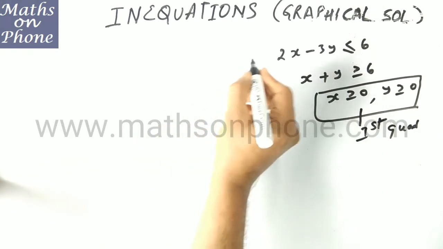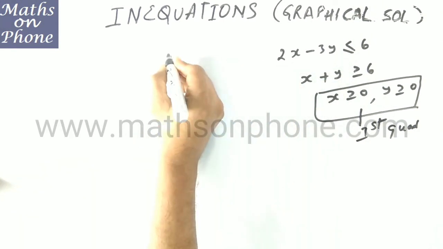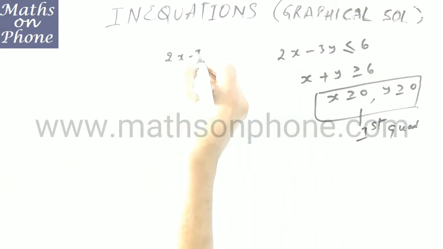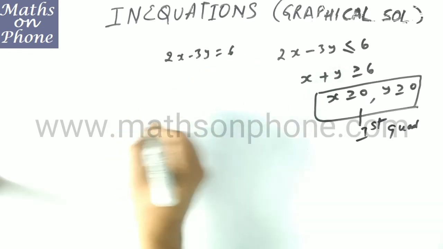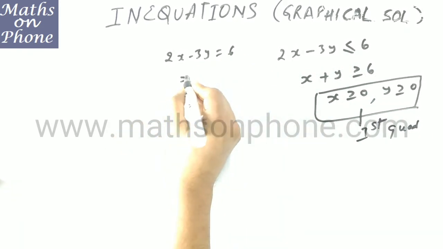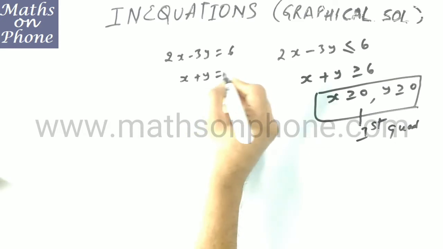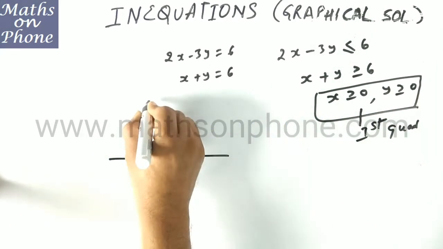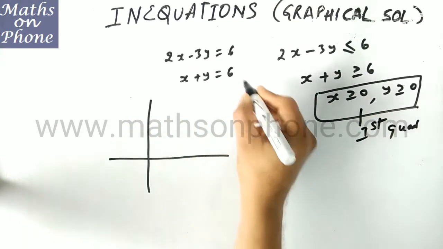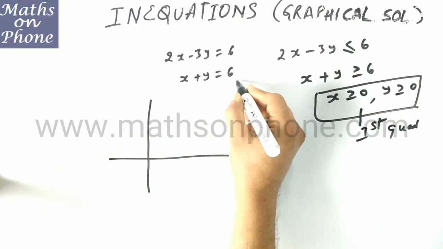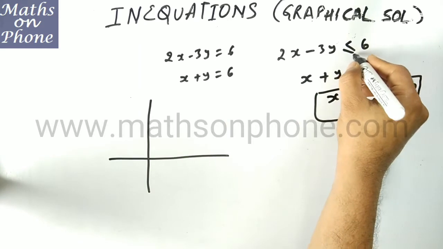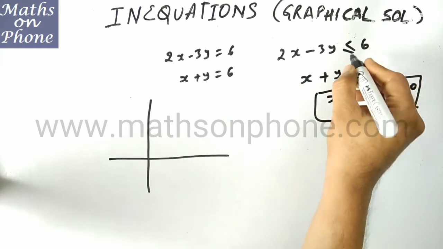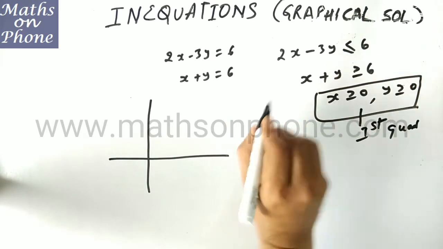Now just the process I am starting. The corresponding equation will be 2x minus 3y is equal to 6. And here the corresponding equation will be x plus y is equal to 6. Now firstly we need to draw the graph of the two lines. What will be the lines? Dotted or the solid lines? Here equal to sign is here. So we have to go for the solid lines.